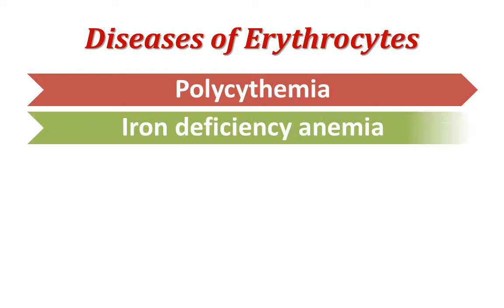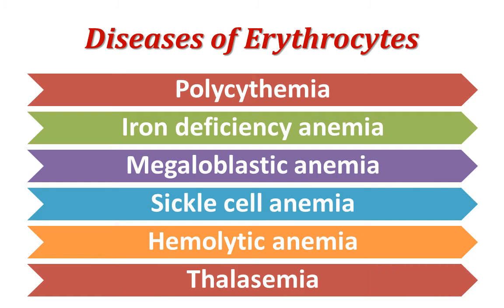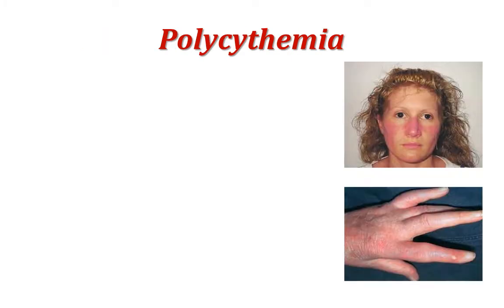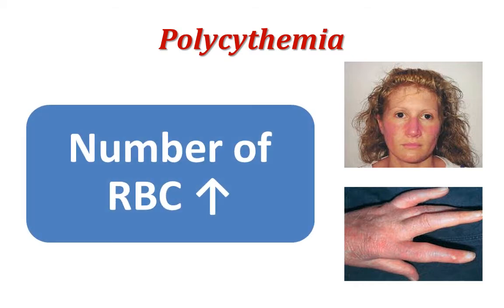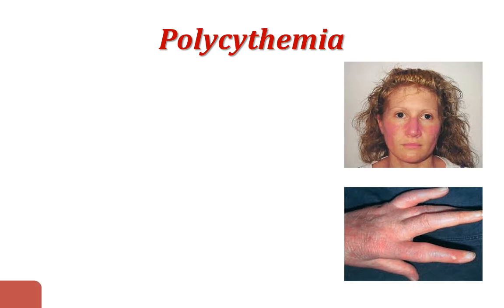Here are the diseases related to the erythrocytes: polycythemia, iron deficiency anemia, megaloblastic anemia, sickle cell anemia, hemolytic anemia, and the last one is thalassemia. Let's discuss polycythemia. An increase in the total RBC count is recognized as polycythemia. This could happen because of high altitude where the oxygen concentration in the environment is low, congenital disease, and hyperplasia of bone marrow, which is responsible for an increase in the synthesis of blood cells.